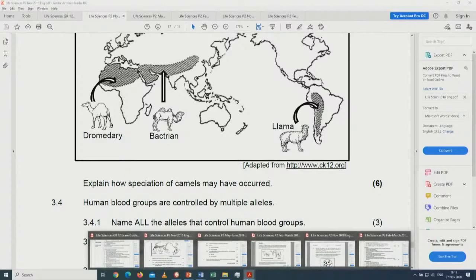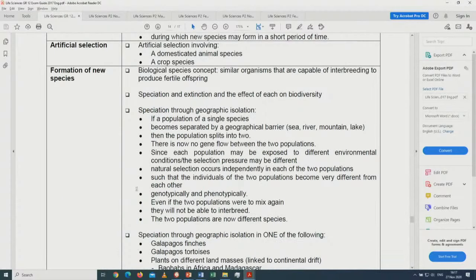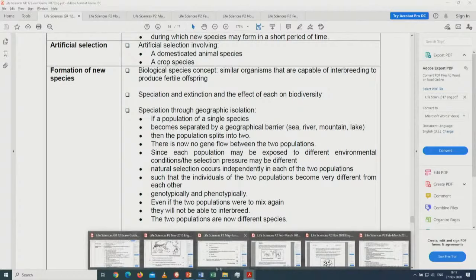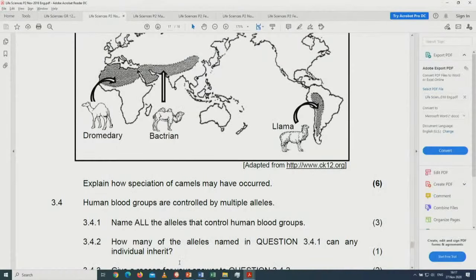Now, in our examination guideline, we have a generic way of answering that question, which can be asked in this type of fashion, just provide it this way. But because now this question has been phrased in a way that there is an example, then you have to indicate what organism is indicated in the question paper, and what is the geographical barrier that separates the population of those camels.